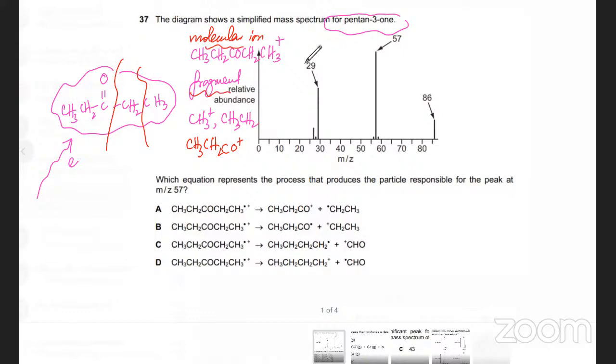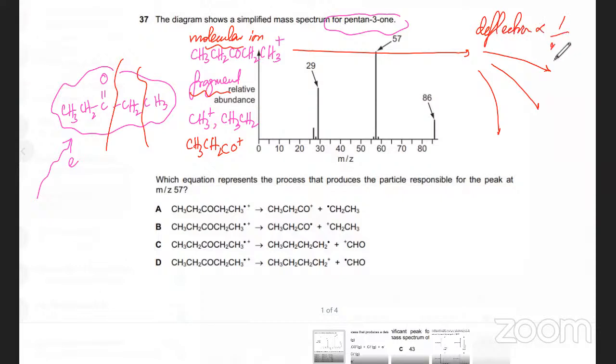And these are turned into a beam and they're deflected. The deflection is inversely proportional to mass. So by looking at the deflection, you're able to figure out the mass of the particles. That's how you figure out the relative mass. If something is heavy, it will be deflected less. If something is light, it will be deflected more. So you get all these fragments.